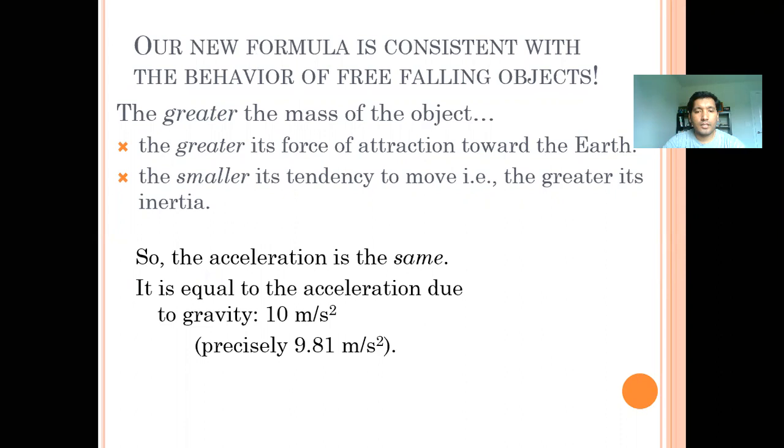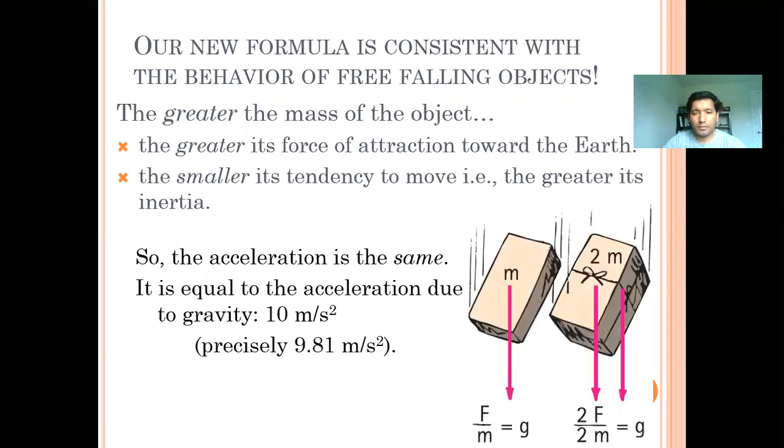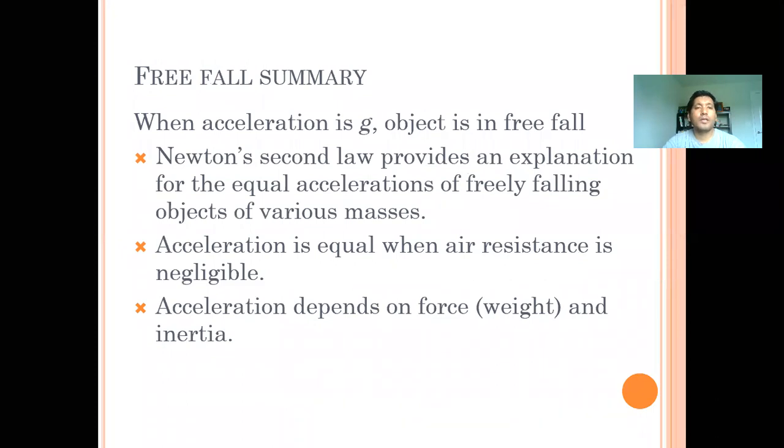Here, acceleration due to gravity is given. I'm skipping this part. Okay, free fall. What is free fall? If acceleration is equivalent to 9.8 meter per second squared, that is acceleration due to gravity, a person feels like weightlessness. So that is said to be free fall.